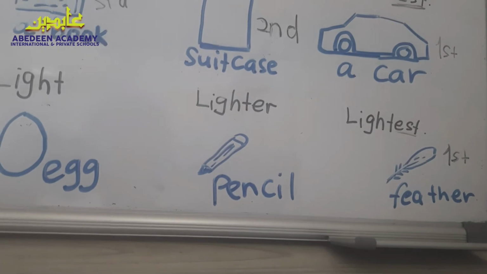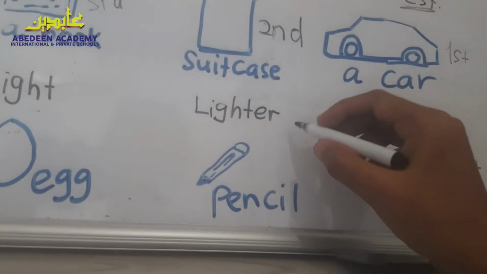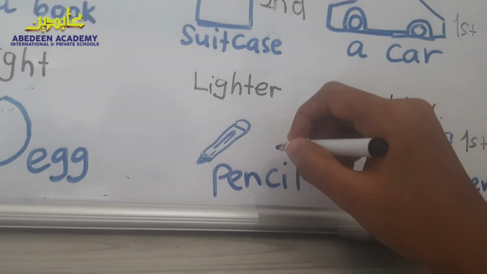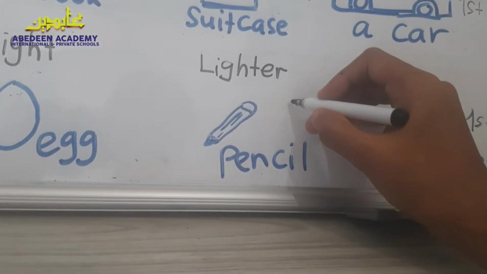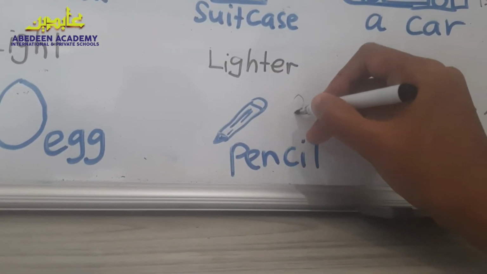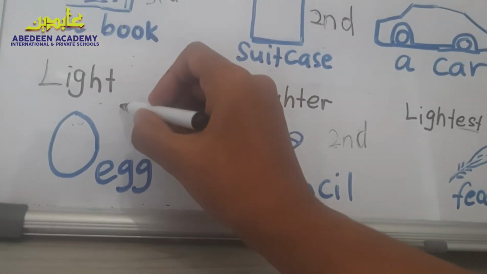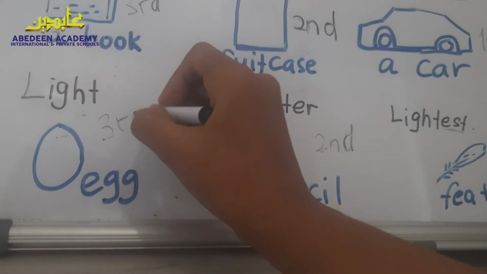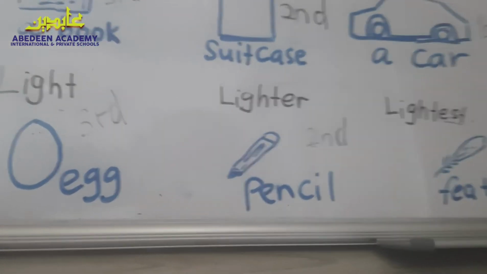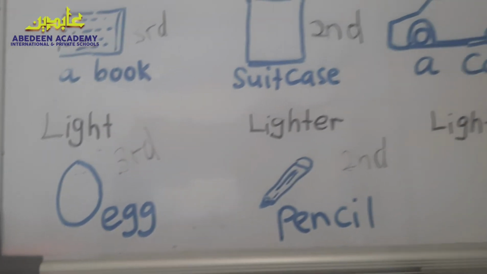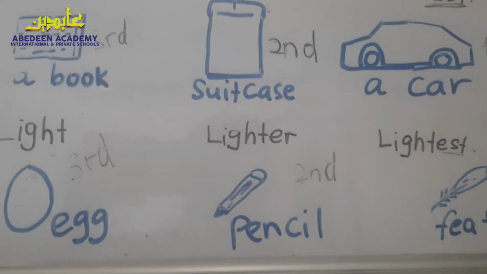Which one gets second? A pencil, right? A pencil is much lighter than the egg. Okay, so a pencil gets number 2nd, and finally the egg will get 3rd. Very good. And the egg will get 3rd because it's a bit heavier than this tree, right?